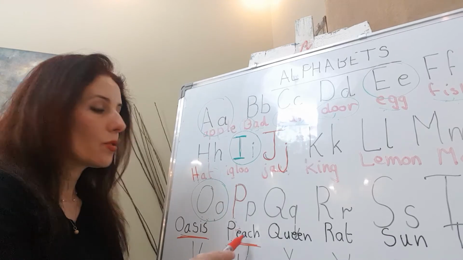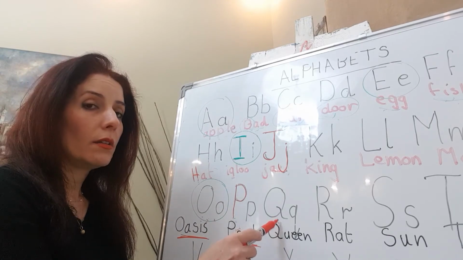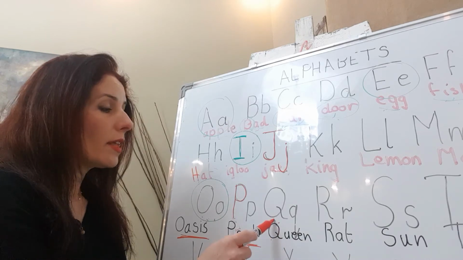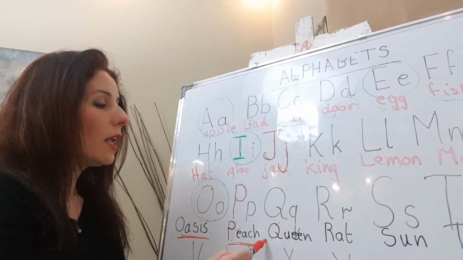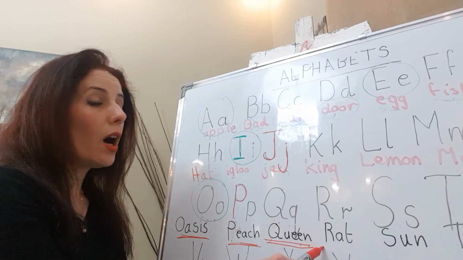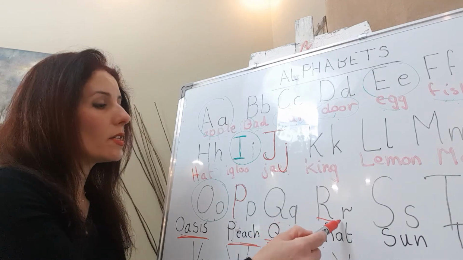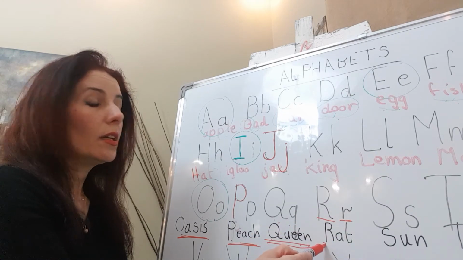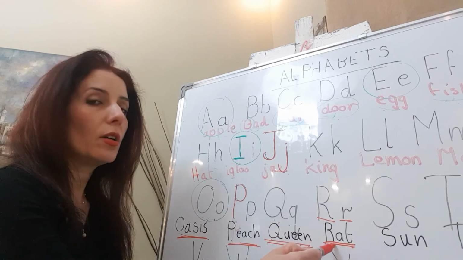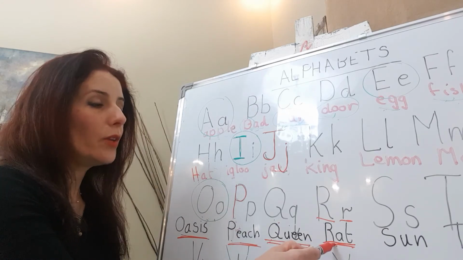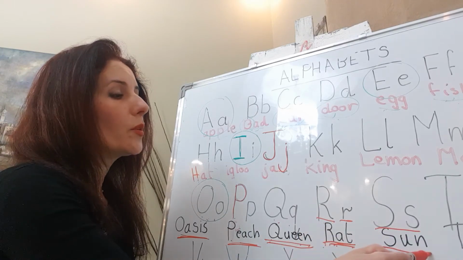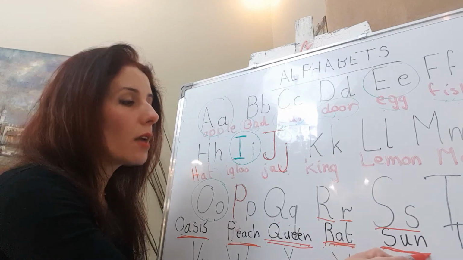like the peach. And the name of this letter is Q. This is the capital letter, and this is a small letter, pronounced like K, like queen, queen. Okay, and R. This is the capital letter, and this is the small letter, and we can pronounce it like rat, rat, ra, ro, re. And this is S, we can pronounce it S, like sun.